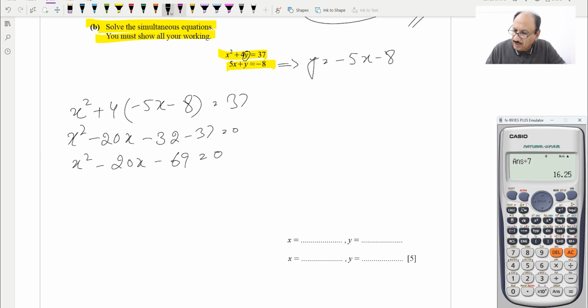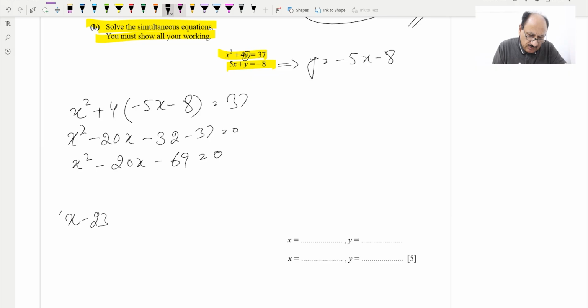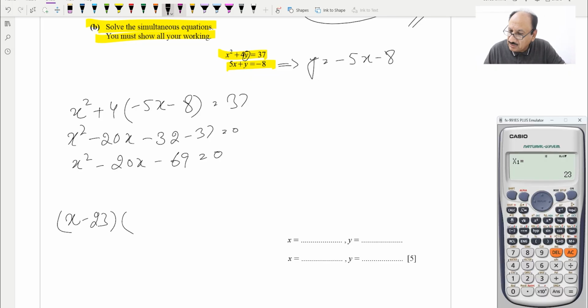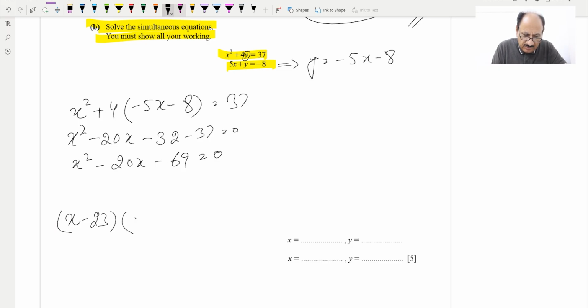We can solve, and we can use the calculator. Mode 5 3, and the coefficient of x squared is 1, the coefficient of x is minus 20, and the constant value is minus 69, and it gives us 23. So x minus 23 is the first term, and the second term will be minus 3. So we can write x plus 3, and this is equal to 0.